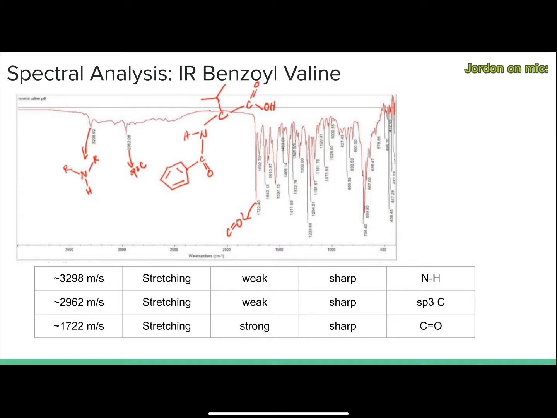For the secondary amine at 3298 frequency, having a stretching vibration type and a weak, sharp peak. For the sp3 carbon, with the frequency at around 2962, and this also having a stretching vibration type and a weak, sharp peak. And the carbonyl at around 1722, having a stretching vibration type and a sharp, strong peak.